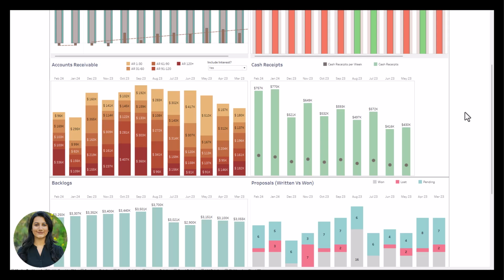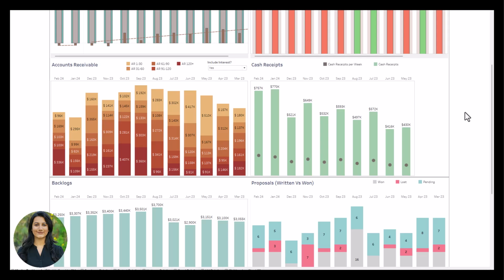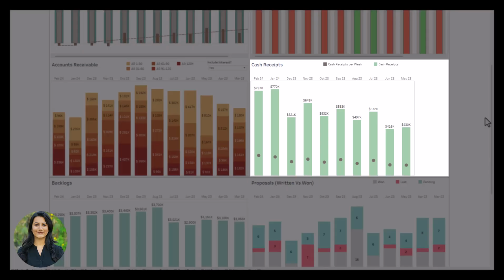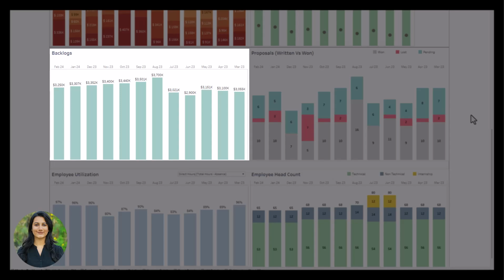Now let's move on to the accounts receivable section. We can see a positive trend here. Accounts receivables are going down, which means the company is collecting payments more efficiently. The cash receipts chart further supports this trend. We can see that monthly cash inflow has been improving, which improves the company's liquidity position and ability to fund operations smoothly. Now let's talk about backlogs.